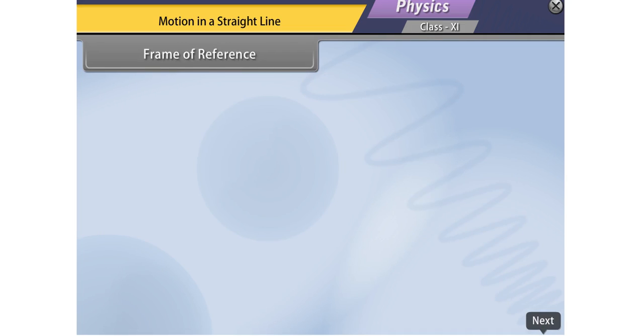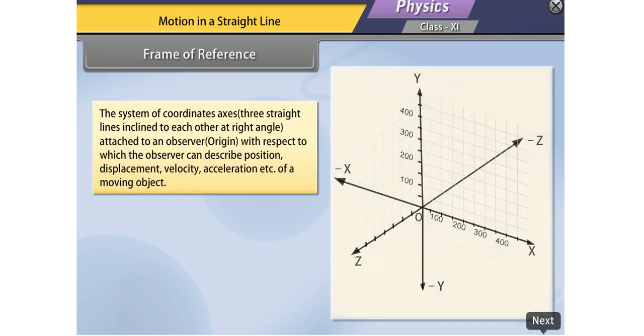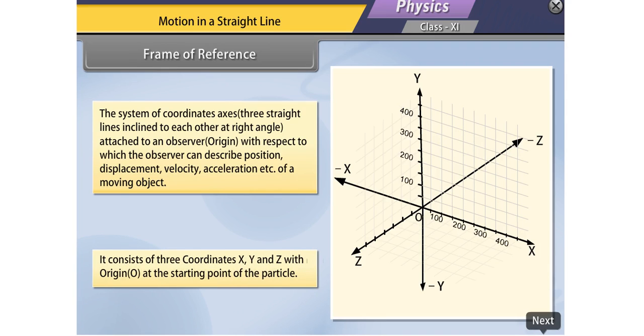Frame of reference. The system of coordinate axes, 3 straight lines inclined to each other at right angle, attached to an observer region with respect to which the observer can describe position, displacement, velocity, acceleration, etc. of a moving object. It consists of 3 coordinates, x, y, and z with origin O at the starting point of the particle.